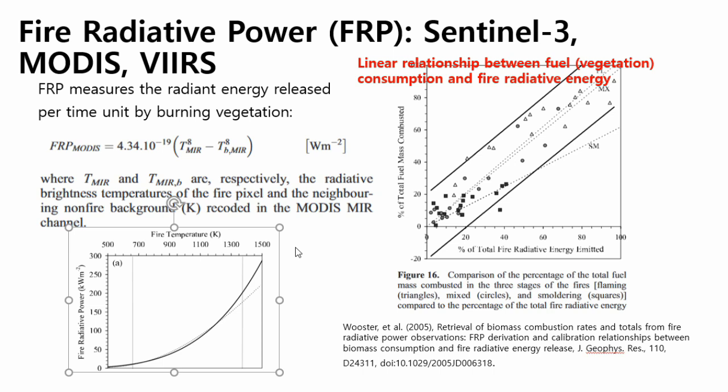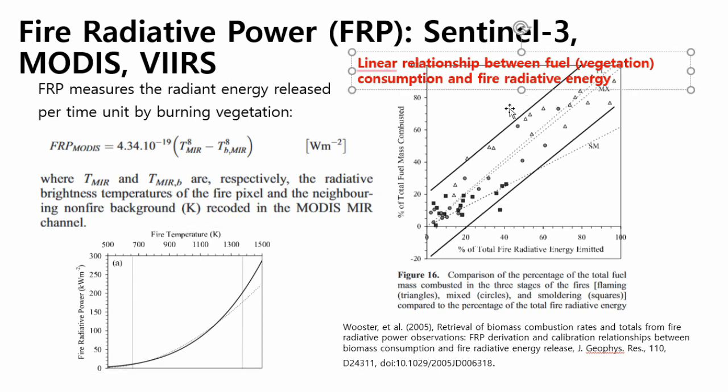So we would like to observe the fire temperature from this FRP. If you look at this linear relationship between fuel consumption and fire radiative energy on the right hand side, there's a positive and linear relationship between them. So again, as long as we can properly estimate fire radiative energy, we can also infer the fuel mass conditions and how much they were burned down.